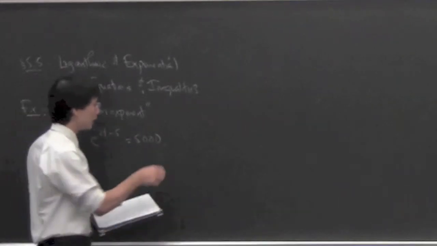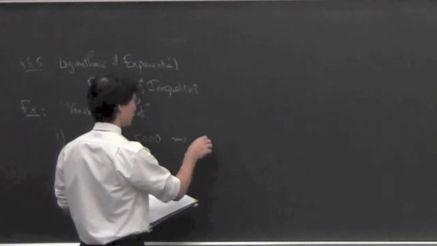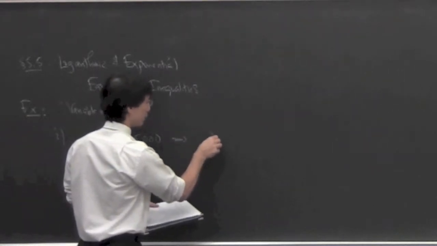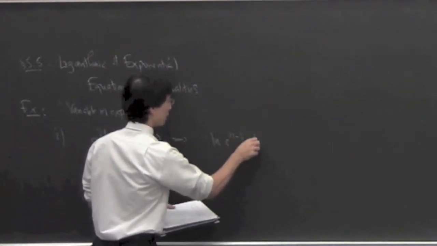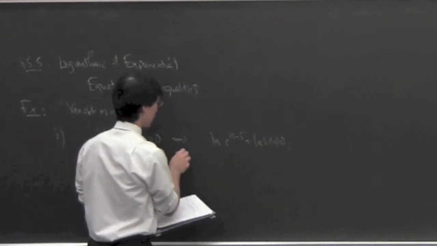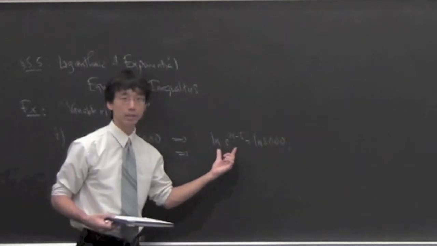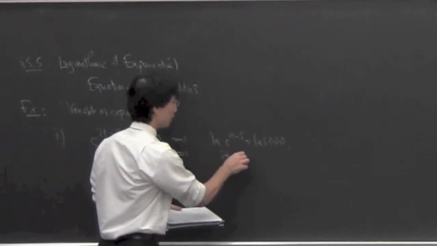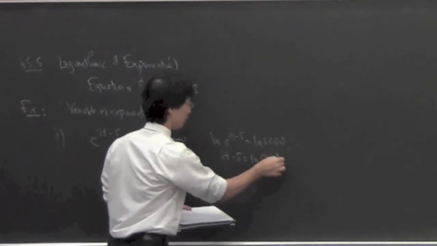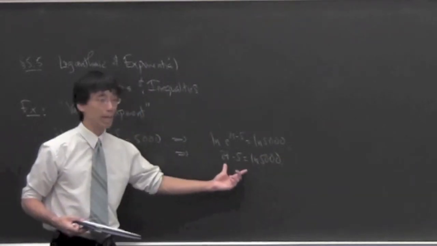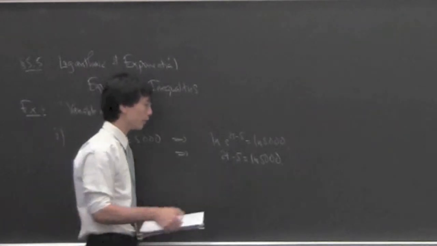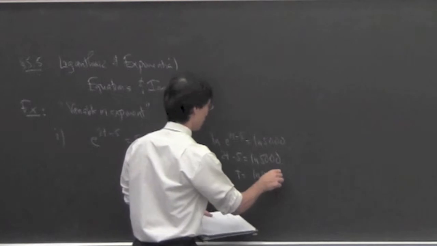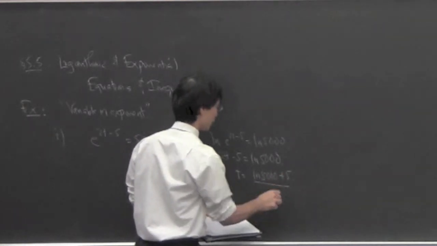You take the natural log of both sides, we get natural log of e to the 2t minus 5 is the natural log of 5,000, right? Then we use the fact that these guys cancel each other out. Natural log and e to the x are inverse functions, right? And then you solve for t. Now you're back in a very simple case, right? T is going to be equal to natural log of 5,000 plus 5 over 2.